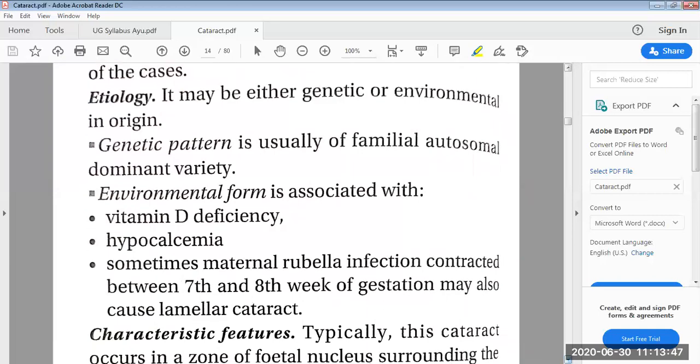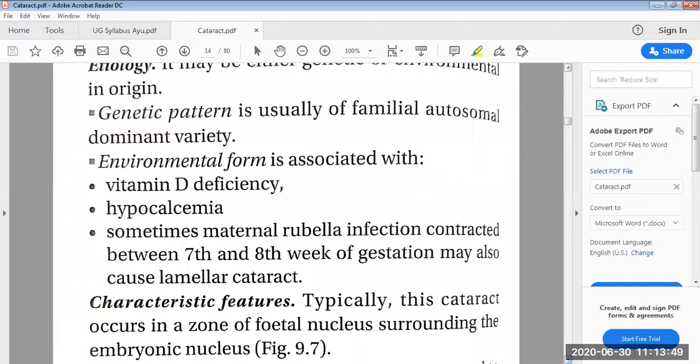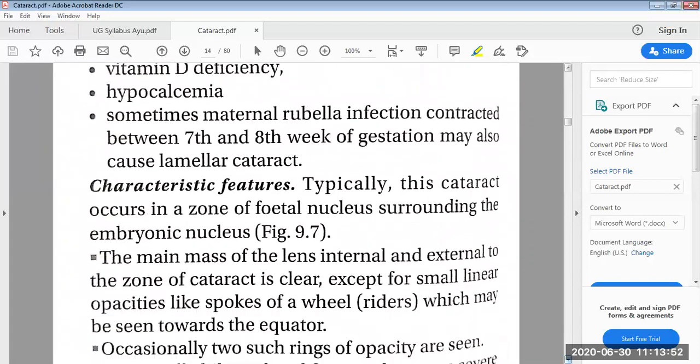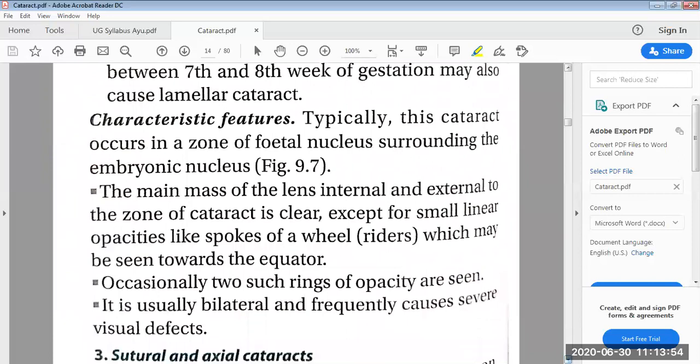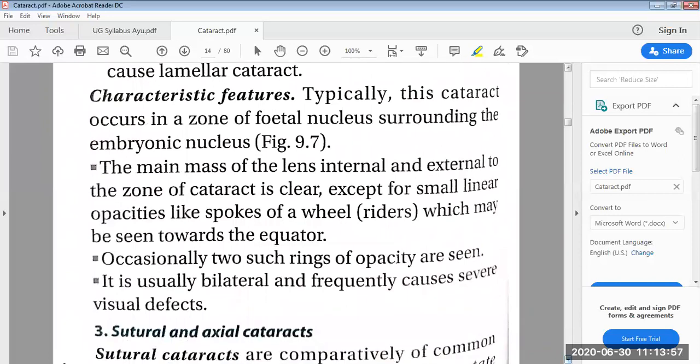And what are the characteristic features of lamellar cataract? Typically, this cataract occurs in a zone of fetal nucleus surrounding the embryonic nucleus. The main mass of the lens, internal and external to the zone of cataract, is clear, except for small linear opacities like spokes of a wheel, riders, which may be seen towards the equator. Occasionally, two such rings of opacity are seen. It is usually bilateral and frequently causes severe visual defect.